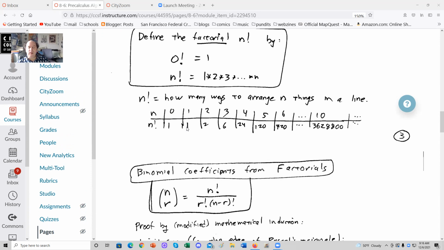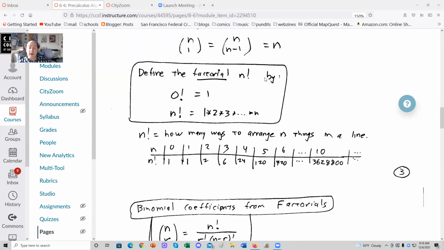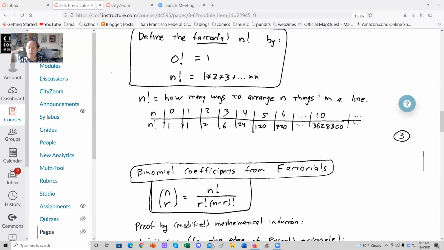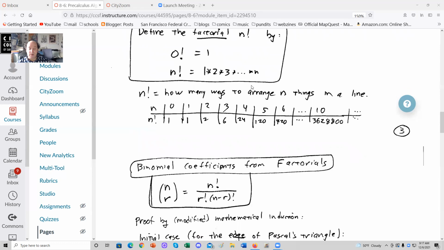Basically, to get 2 factorial, you take 1 factorial times 2. To get 3 factorial, you take 2 factorial times 3 makes 6. 6 times 4 makes 24. 24 times 5 makes 120. 120 times 6 makes 720, and so on down the line. 10 factorial is 3,628,800, a big number. Factorial is the number of ways to order n things in a row. So there are 2 ways to order 2 things, 6 ways to order 3 things, and about 3.6 million ways to order 10 things in a row. It grows very quickly, therefore the exclamation mark.